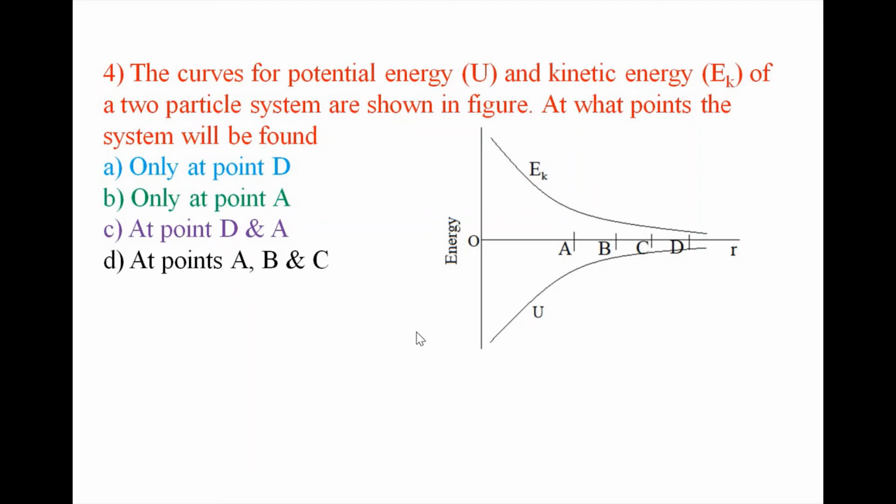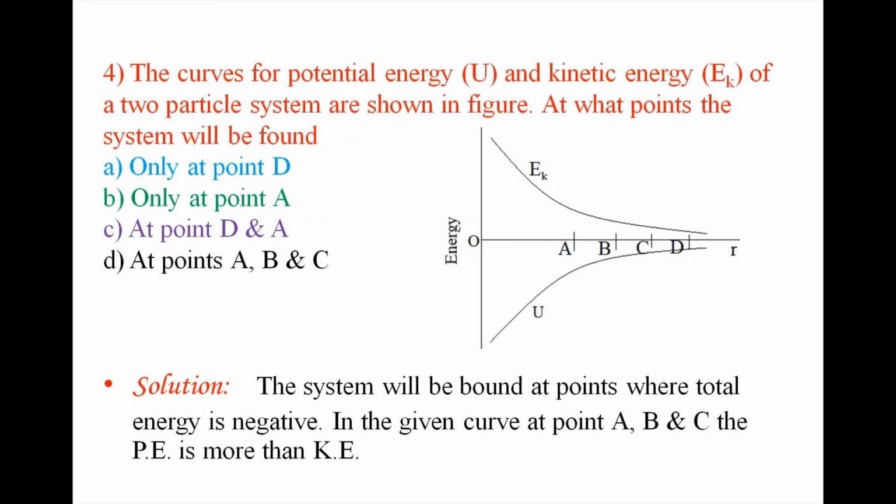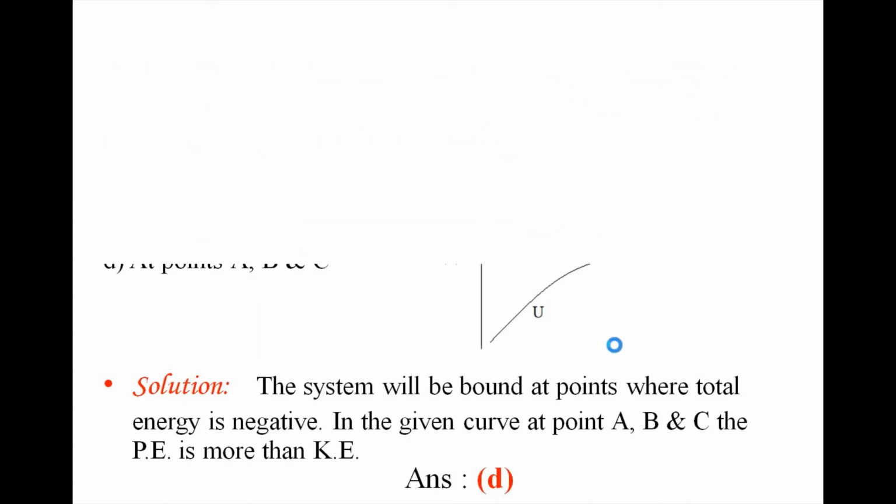Let's see the solution. The system will be bound at points where total energy is negative. In the given curves, at points A, B and C, the potential energy is more than the kinetic energy. So option D is correct, that means at points A, B and C. So let's see the next objective.